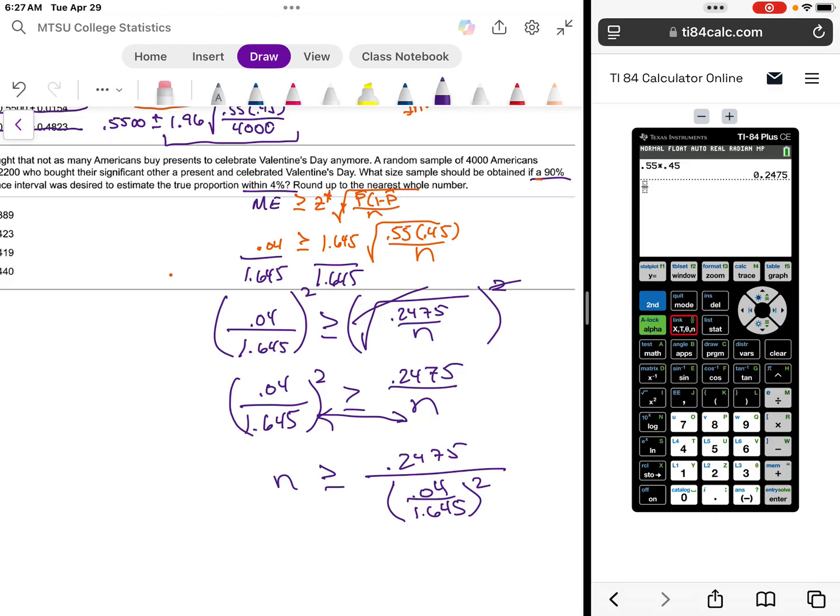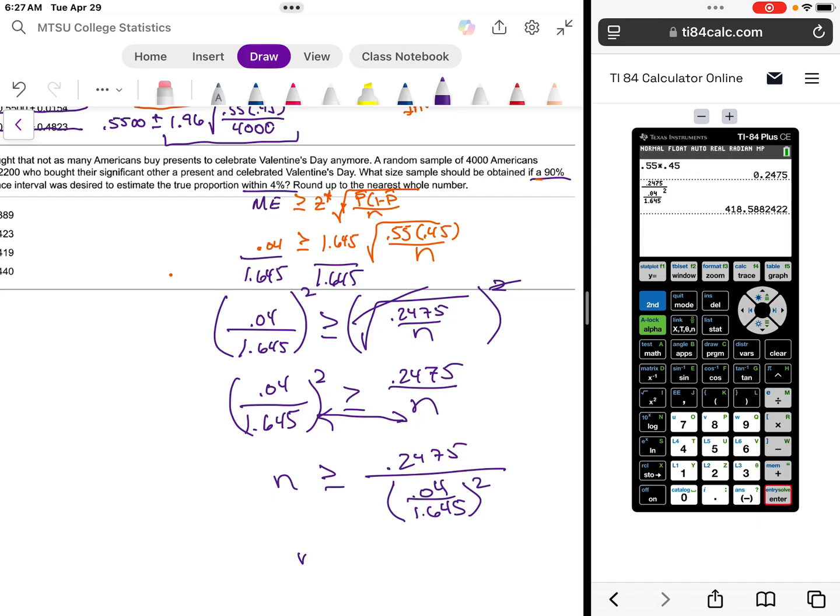So alpha fraction, and then I'm going to type in 0.2475 on top. On bottom, I'm going to do another fraction, 0.04, and on bottom is 1.645. Arrow to the side of the fraction and square it. That looks pretty good to me. If you want to put parentheses around the bottom fraction, you can. I'm going to hit enter.